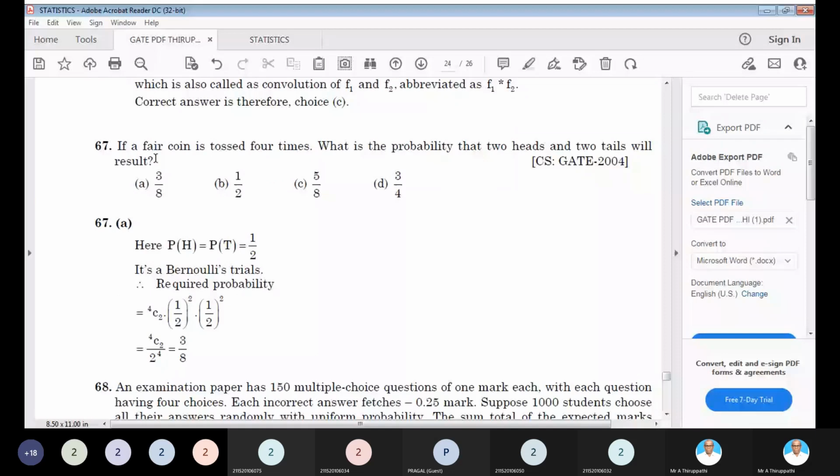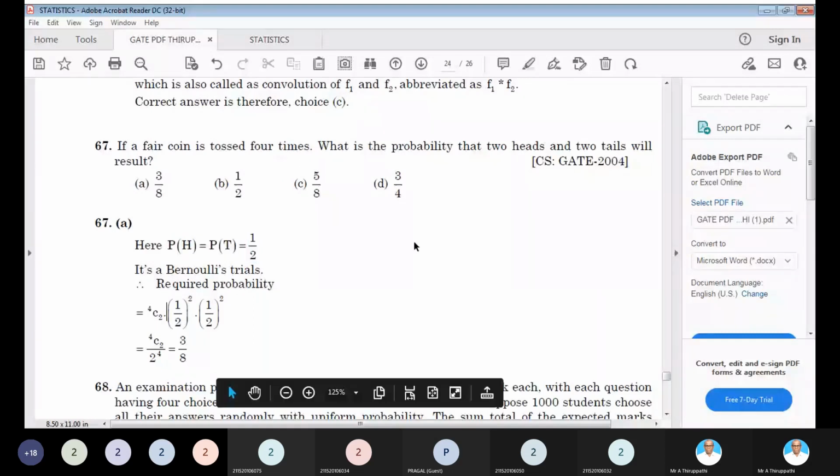A fair coin is tossed 4 times. What is the probability of 2 heads and 2 tails in the result? So the probability is 4C2 times 1 by 2 to the power 2 times 1 by 2 to the power 2. The probability of each, head and tail, is 1 by 2.